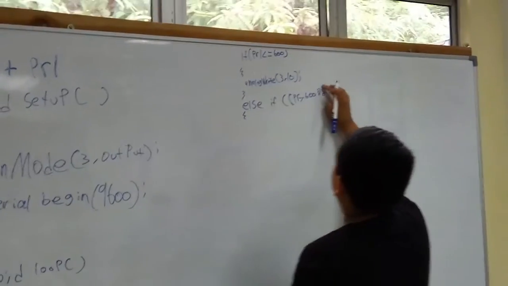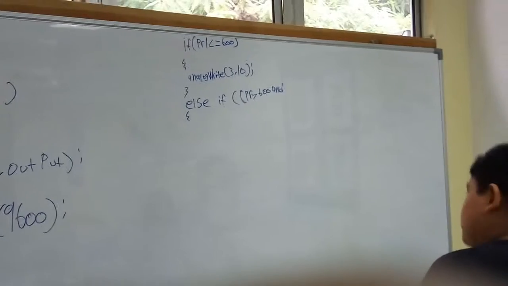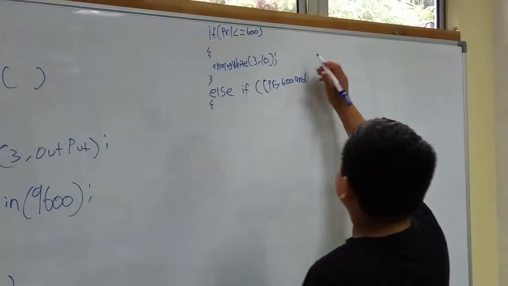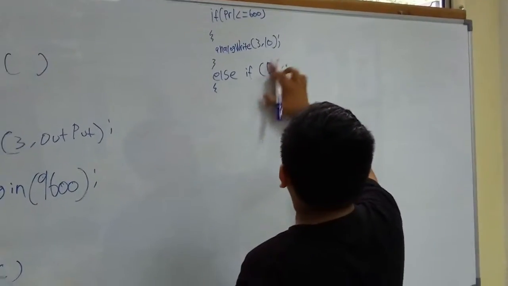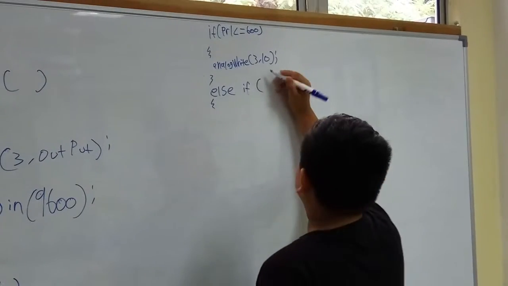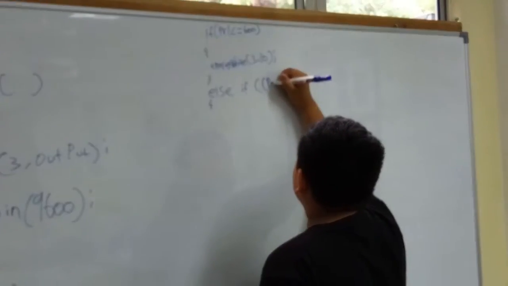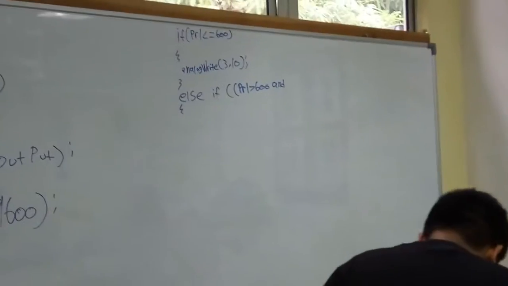What is going to that? Desmond, why is it recording?